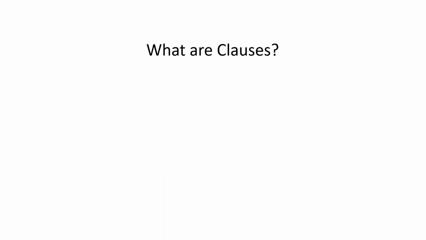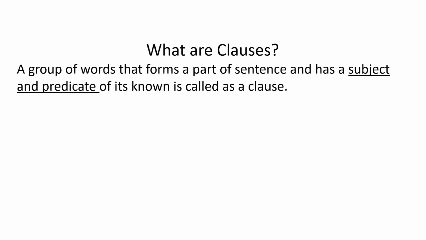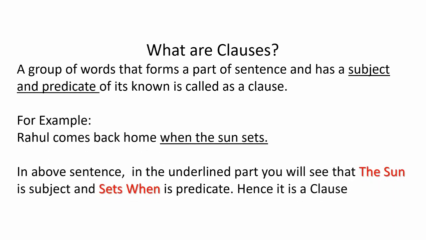So what are clauses? A group of words that forms a part of a sentence and has a subject and predicate of its own is called a clause. For example, Rahul comes back home when the sun sets. In the above sentence, in the underlined part, you will see that the sun is the subject and sets is the predicate. Hence, it duly qualifies to be a clause.